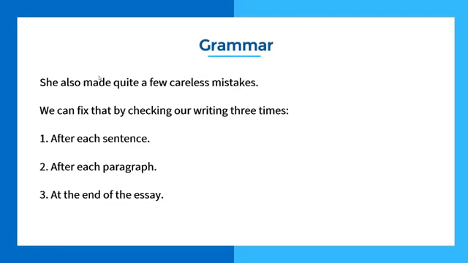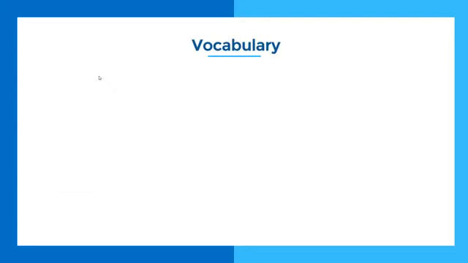She went from making a mistake in nearly every sentence to only making 1 or 2 mistakes in the whole essay. Vocabulary. So her vocabulary was really already at a 7 or above.